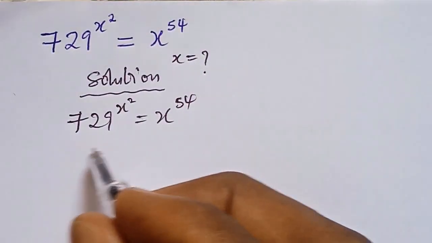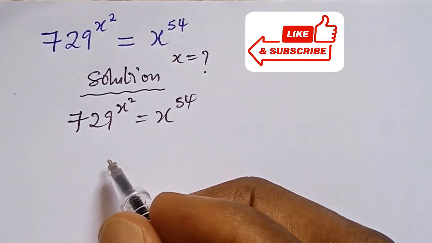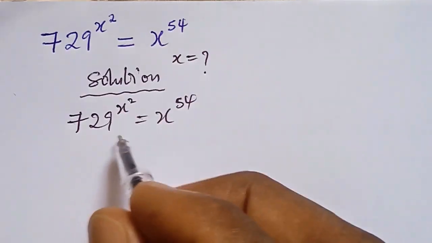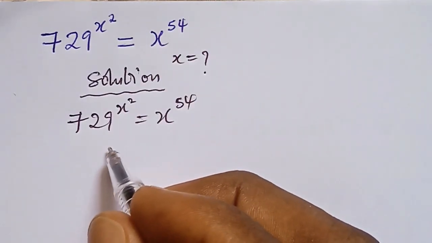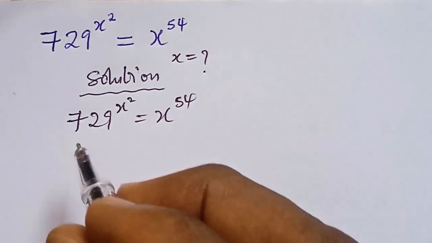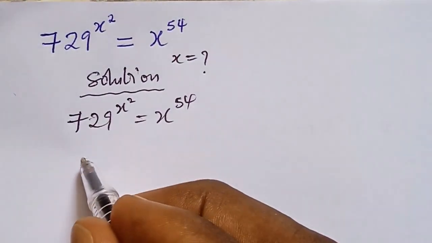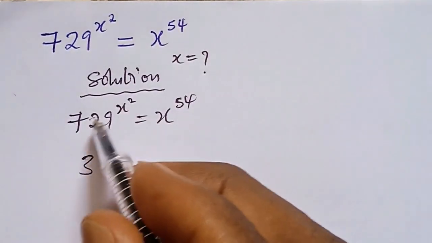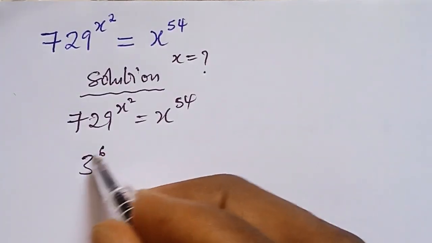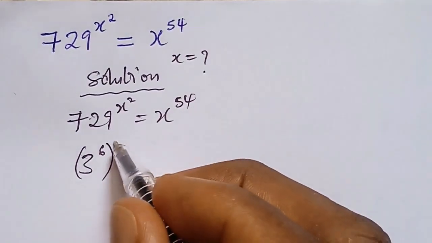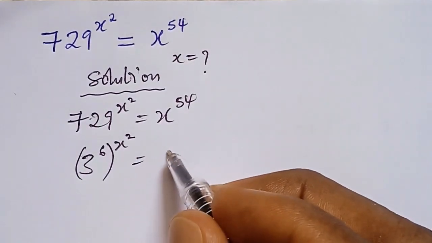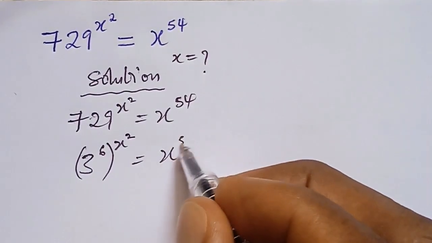We approach this question with three methods. First on the list of the methods is this exponential approach. So here what we do first is to simplify this. We have 729, which can be simplified as 3 to the power of 6, and that is in brackets to the power of x to the power of 2 equal to x to the power of 54.